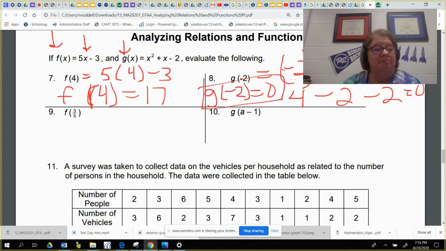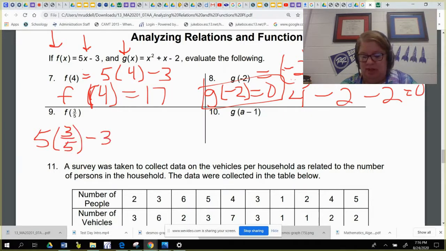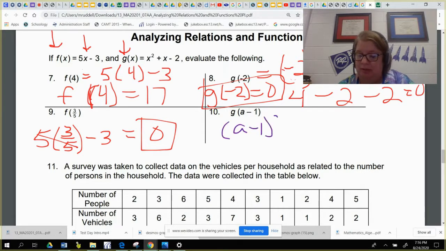F of 3/5. We're going to find that function that's labeled f. I'm going to plug that in. So we have 5, replace the x with 3/5, minus 3. These 5's cancel. Guess what 3 minus 3 is? 0. And then g of a minus 1, we had one like this the other day. We're going to take this function that's labeled g and we're going to do a minus 1 squared plus a minus 1 minus 2.